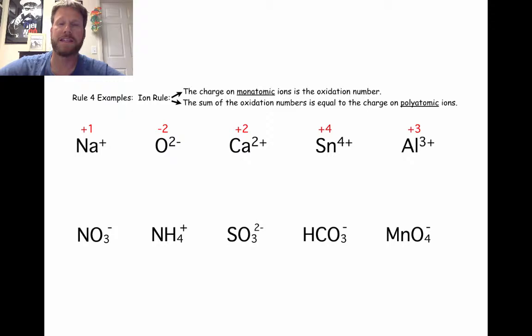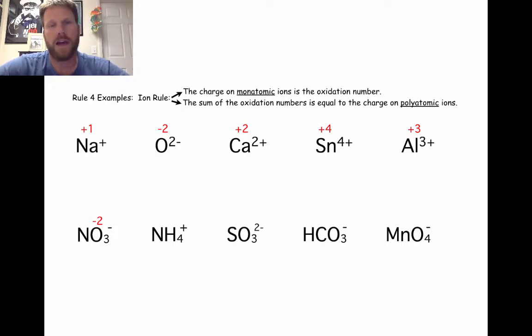When you have a polyatomic ion, the oxidation states of the atoms have to add up to the overall charge on the ion. So the oxidation state of nitrogen and oxygen in this example must add up to a -1. So check this out. This is how you do it. Oxygen is always a -2.